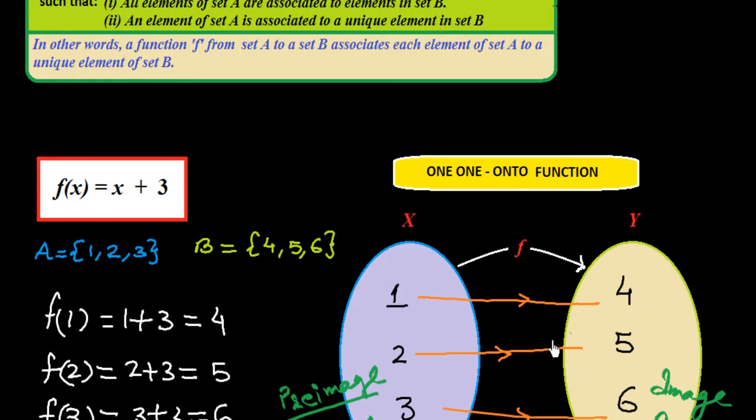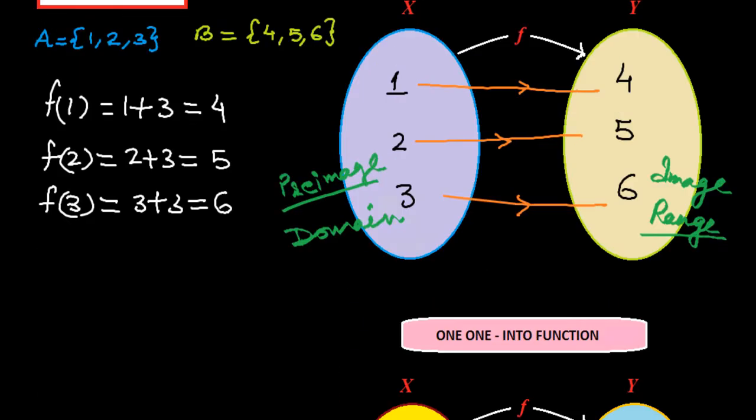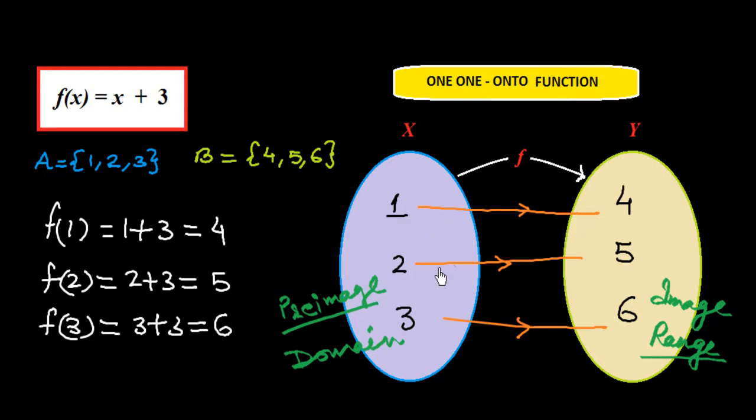There is 1 to 4, 2 to 5, and 3 to 6. There is a unique element. There are no two elements with 1. There is a unique element with 1, a unique element with 2, and a unique element with 3. So this is a function. Now, this is because there is 1 to 1. You look at this, there is 1 to 1. It is called a 1-1 function. And there is no free image, no free elements in B on the Y side. So it is an onto function.